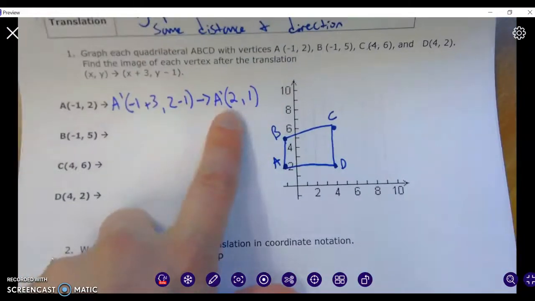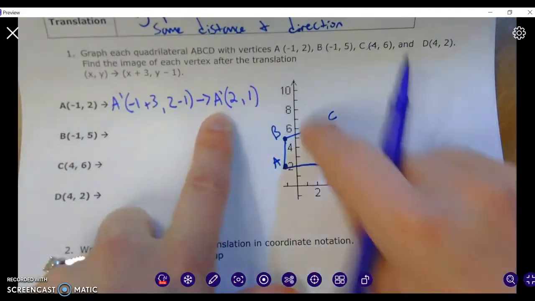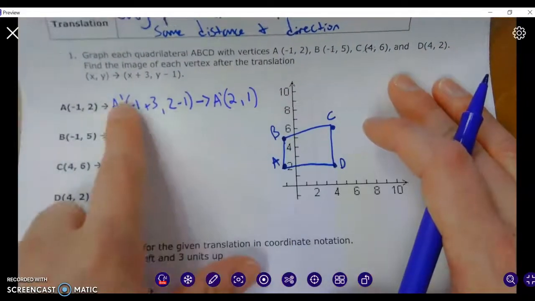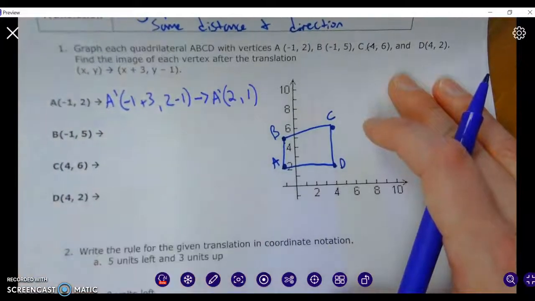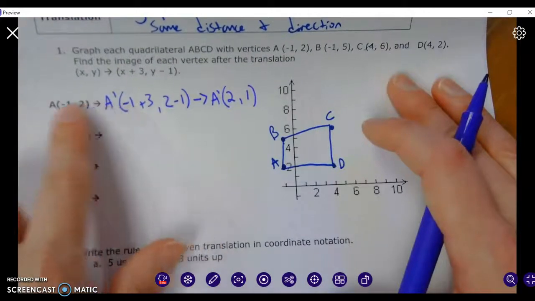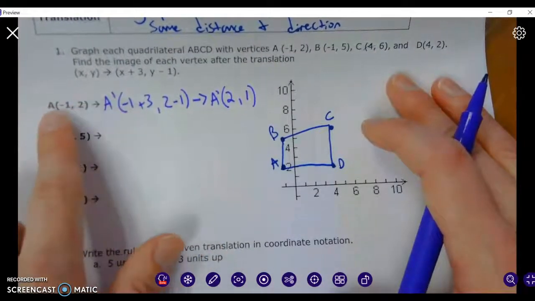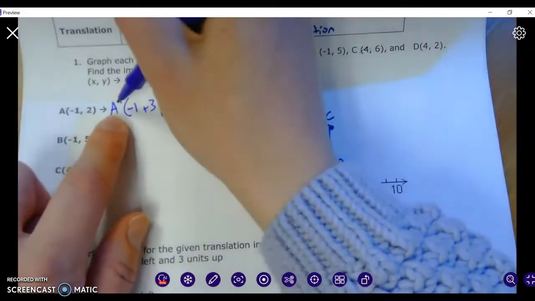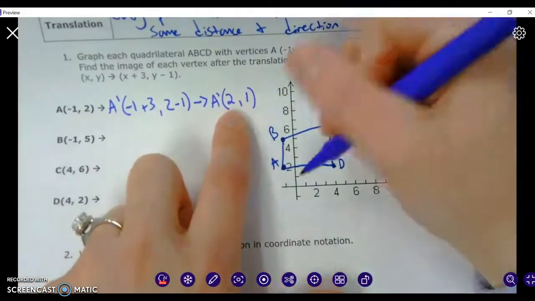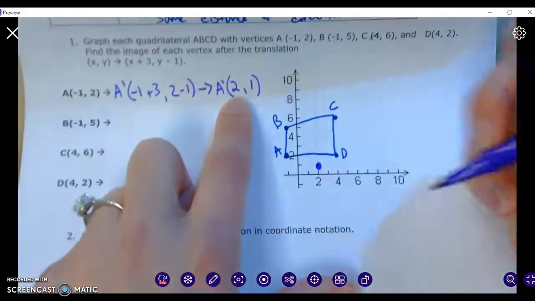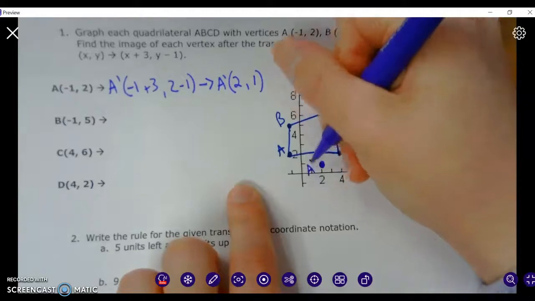So that tells me where my new A prime is. When I say prime, I mean that little marking on that A. I guess I didn't explain that. That little prime, this little marking by the A, just means it's the second figure. If I label both of these A, it looks like it's the same point, but I'm distinguishing between the original A and the new A. Does that make sense? Okay, so now let's plot A prime. A prime is at 2, 1. And then I'm going to label that A prime.